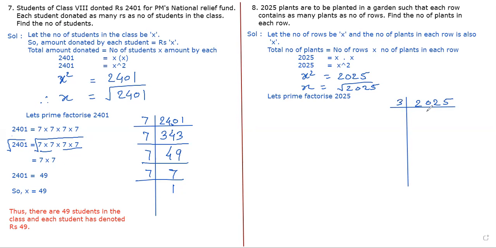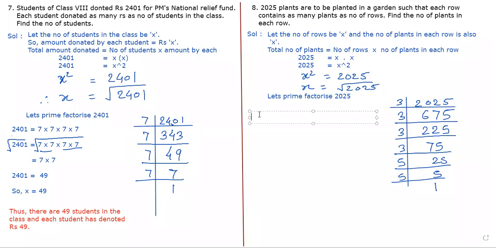Still, divide by 3. 3 sixes are 18. 3 sevens are 21. And 3 fives are 15. Again by 3. 3 twos are 6. Again by 3. 3 twenty-fives are 75. Then by 5, 5 fives are 25, and 5 ones are 5. Okay, complete it.